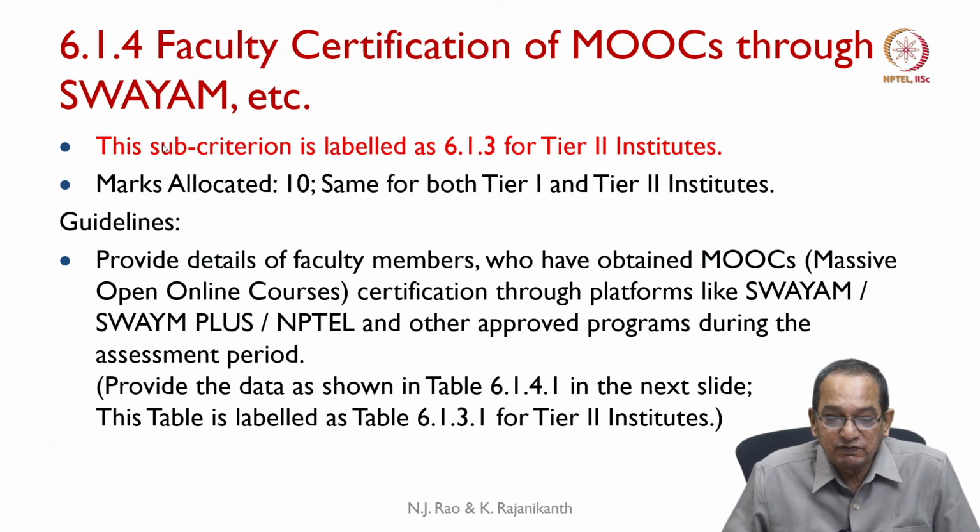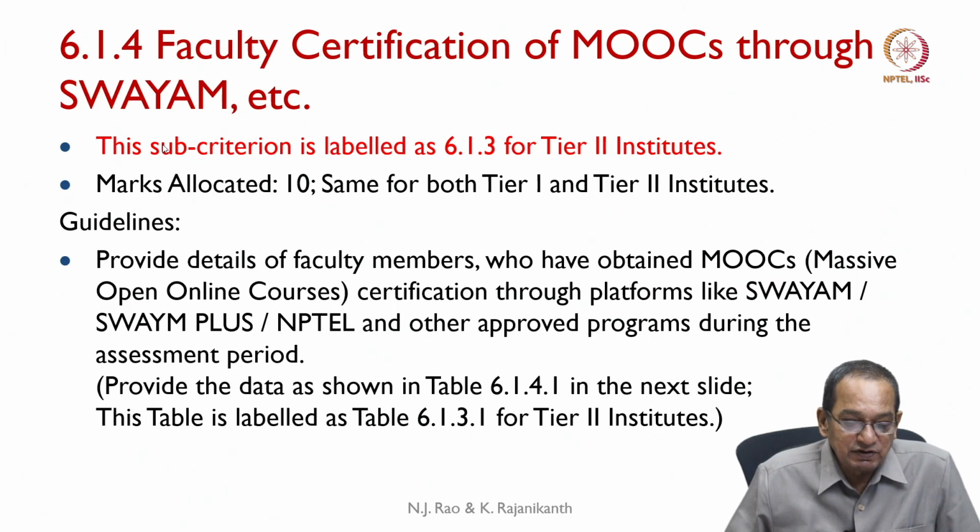6.1.4, faculty certification of MOOCs through SWAYAM etc. This is certification. This is labeled as 6.1.3 for Tier 2, so it is always one number less, because one is missed out for Tier 2. Marks allocated are 10, the same for both Tier 1 and Tier 2 institutes, and you simply provide the data: faculty members who have obtained MOOCs certification. It could be through any valid platform like SWAYAM, SWAYAM Plus, NPTEL, or any other approved programs during the assessment period, approved by the appropriate authorities in the institute.